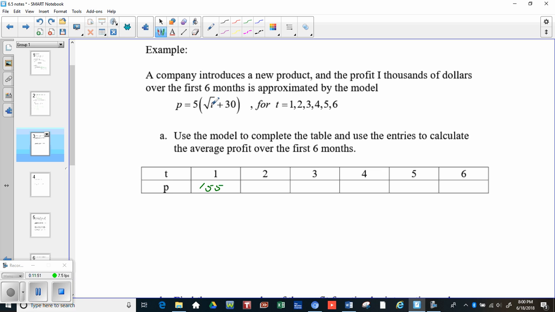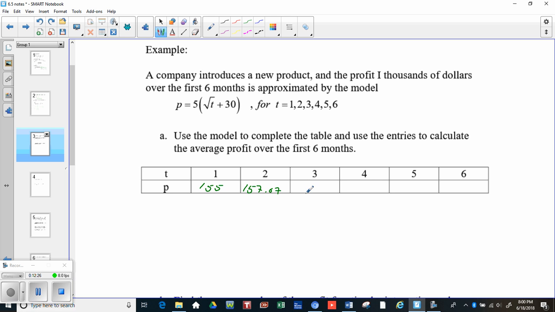Now if you plug in 2, obviously the square root of 2 is some kind of a decimal approximation. So I've calculated these things. You can go ahead and plug them into your calculators if you would like to, just to see if you get the same values. But this is approximately 157.07. Since we're talking about money, we'll just go 2 decimals there.